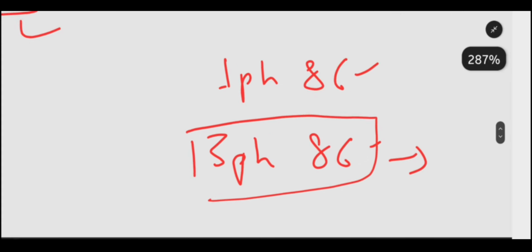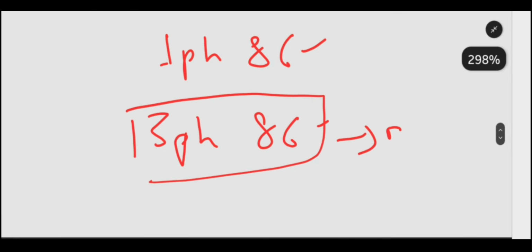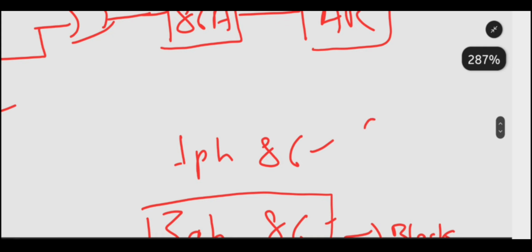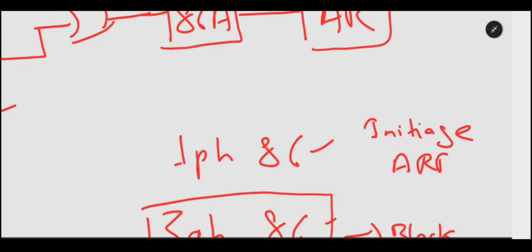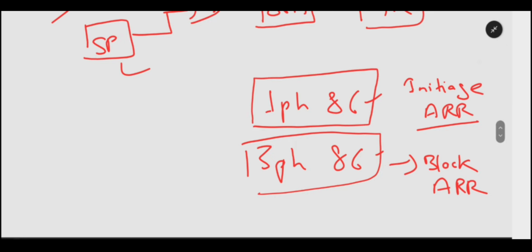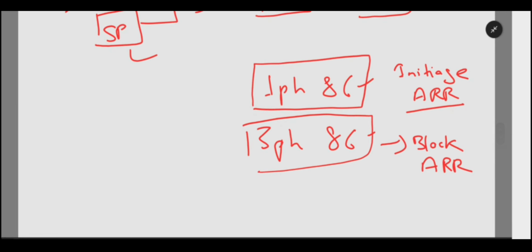The three phase lockout blocks ARR, and the single phase lockout initiates ARR. ARR means auto reclosure scheme, auto reclosure relay. So if a single phase fault occurs, the relay will give a command to the single phase lockout. And the lockout will initiate the ARR. So what happens when the lockout initiates the ARR?